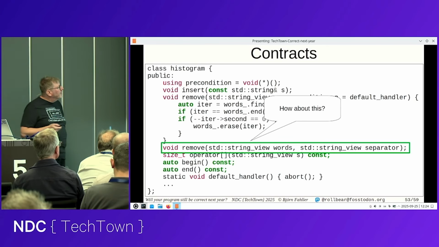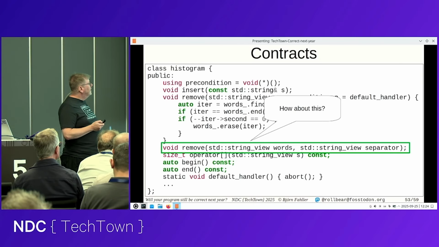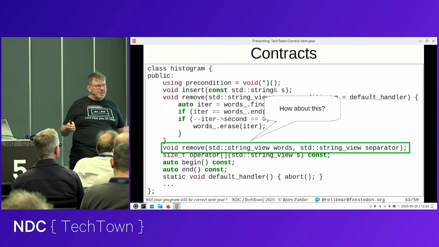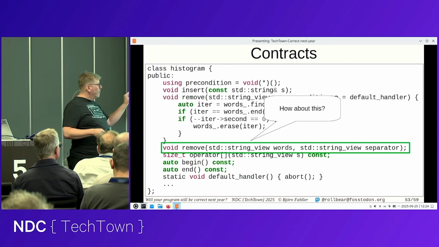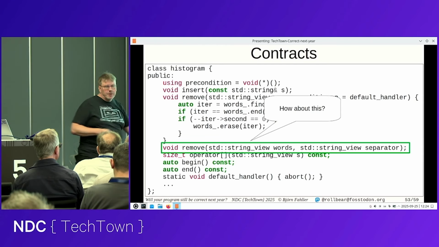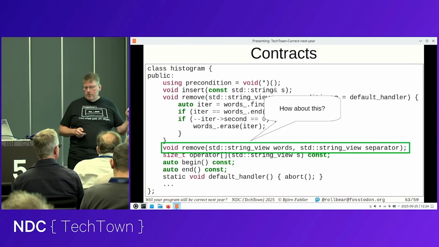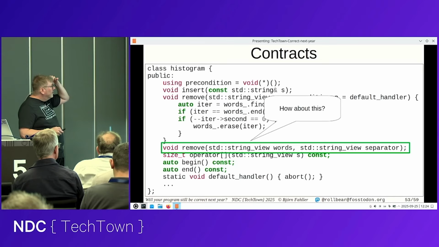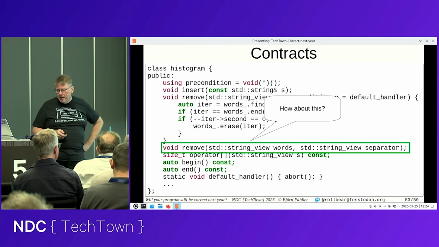So how about this one? If we remove several words, what is a reasonable way to test this? Because maybe I remove the same word several times, and the first two succeed and the last didn't. Is that a good functionality, or is that a problem? It's worth thinking about.